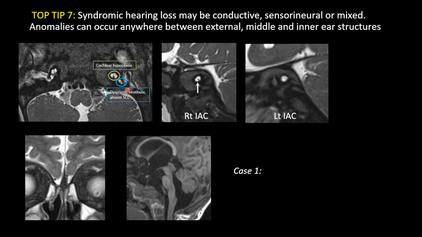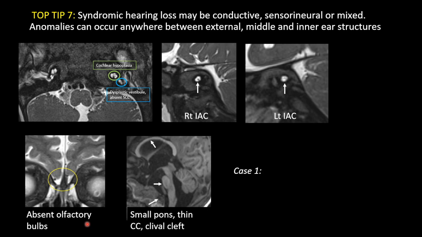So these features should already point us to a certain syndromic etiology, and we'll see the answer to that soon. Also, the other review areas for this particular syndrome are the olfactory bulbs, which are absent. A sagittal T1 midline image is very useful to look at the midline structures, such as the corpus callosum, which is thin, and the pons, which is hypoplastic. And if you notice closely, there is a clefting of the clivus at this level. So all of these features put together are typical for CHARGE syndrome due to CHD7 mutations.